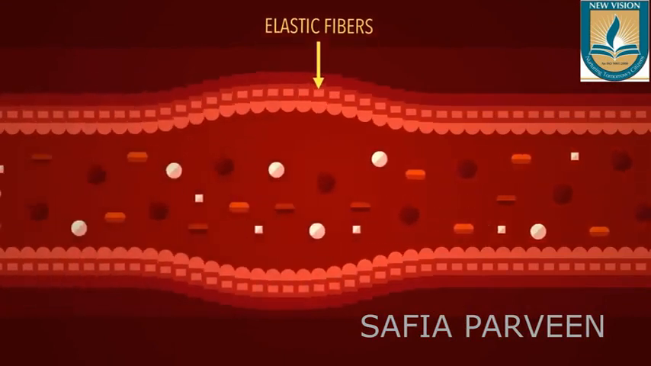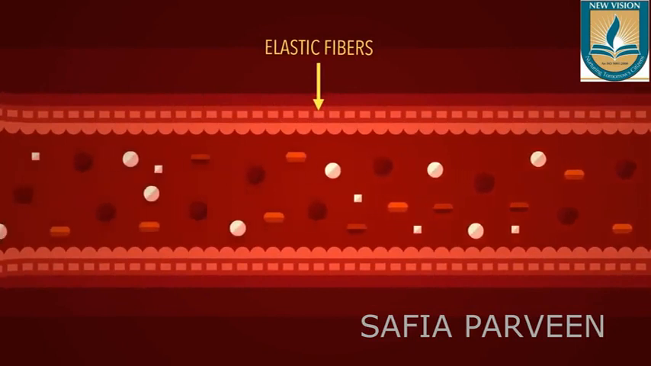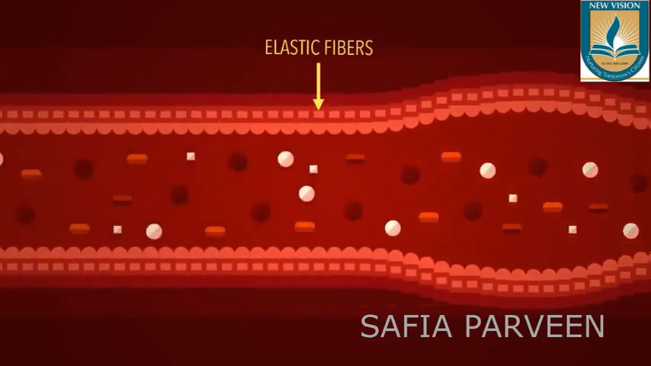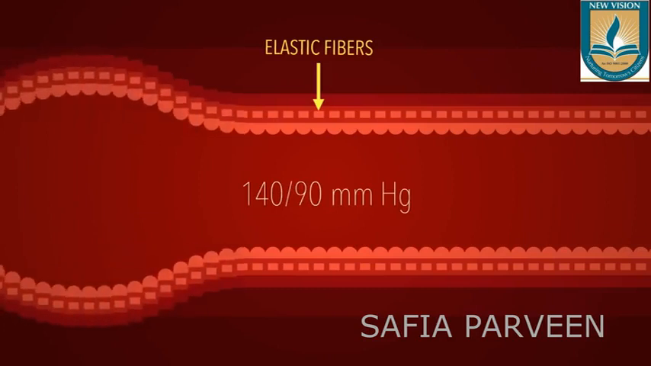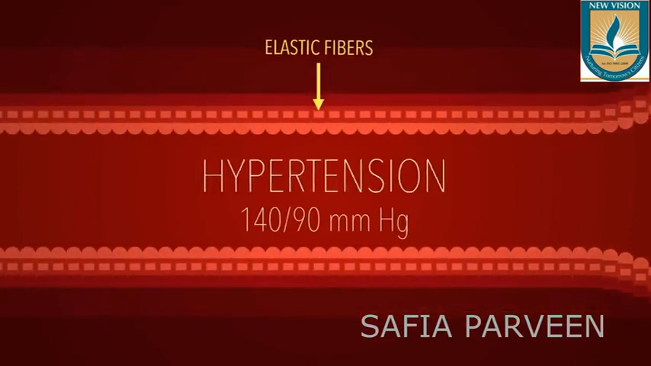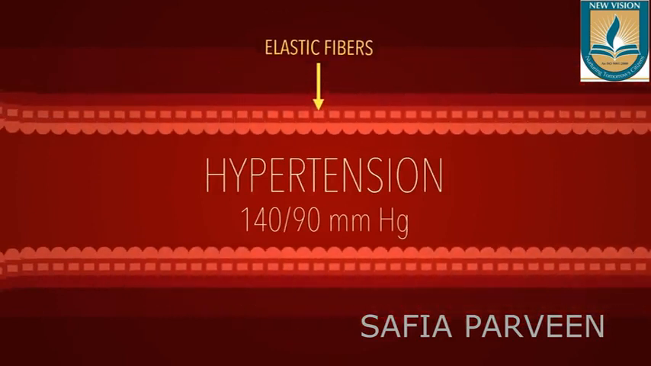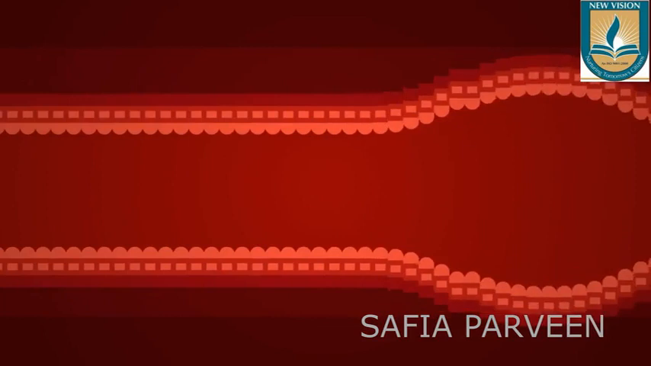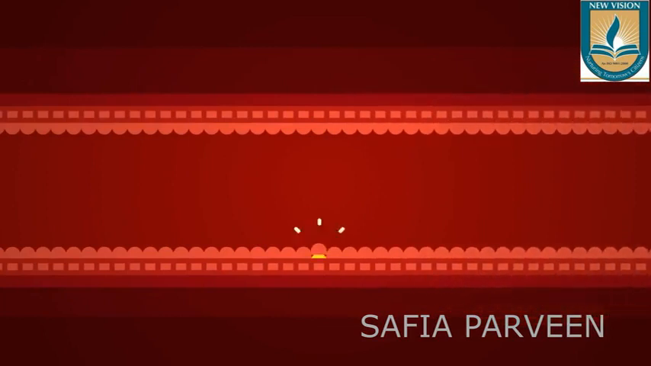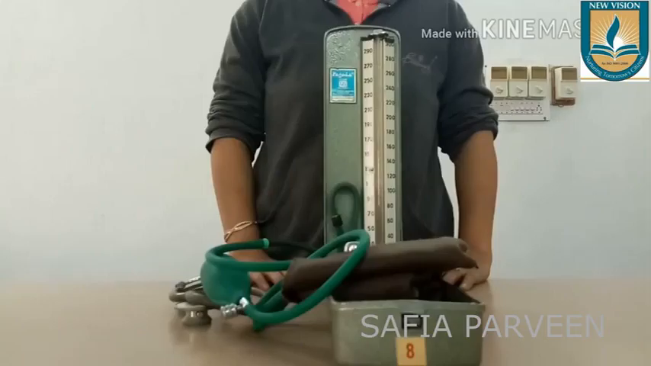If this condition continues to occur on the elastic fibers of the blood vessels, it can lead to various kinds of diseases, and raised BP, hypertension, may occur. A reading of 140 systolic pressure by 90 diastolic pressure is recorded as high BP. If the blood pressure is below 100 by 60, then it is said to be low pressure. We have an instrument called a sphygmomanometer for measuring the blood pressure.